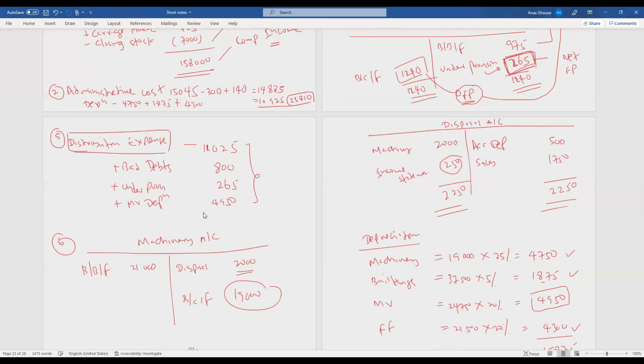Okay, and your distribution cost will be how much? 11,025 plus 800 plus 265 plus 4,950. So that will be 17,040. So this should be in the comprehensive income statement. This also should be in the comprehensive income statement. And this has to be adjusted in the financial position and the notes to the financials, which is the property, plant, and equipment. So let's go and update those sections.